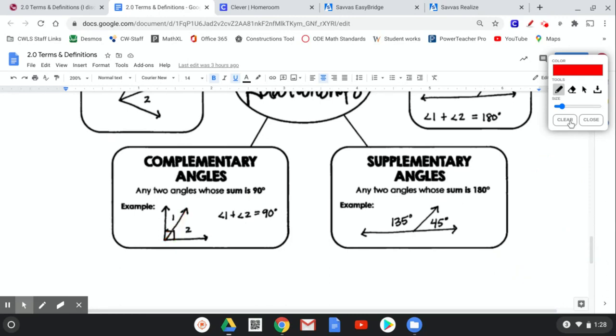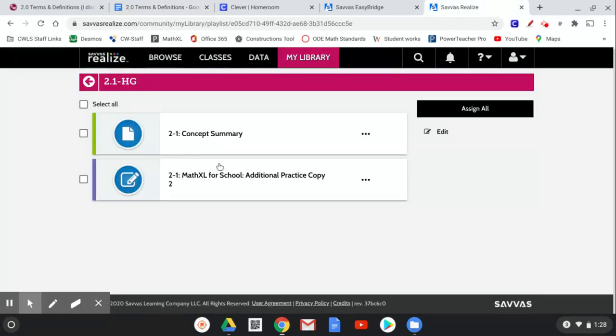All right, guys. So let's close out of this. The next thing I want to talk about is in Savvis, and hopefully I've told you this, the Savvis is no longer homework. It's just extra assistance for you if you're struggling. So you do not have to do any of these Savvis problems for a grade, okay?